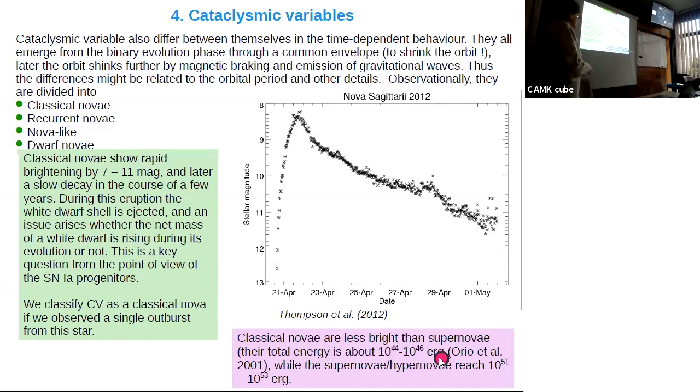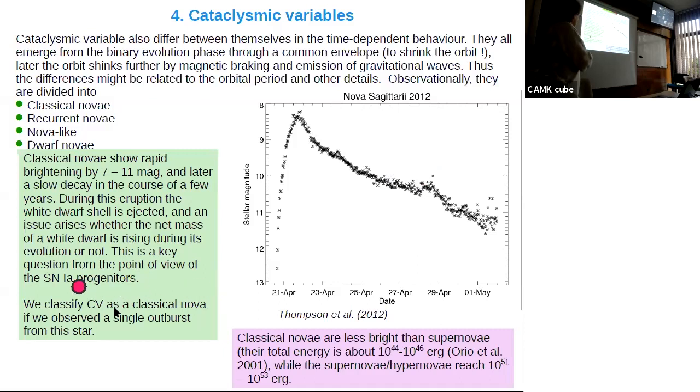are less bright than supernovae. The total energy budget is estimated to be 10^44 to 10^46 ergs integrated, while for supernovae and hypernovae we have 10^41 to 10^51 to 10^53. So several orders of magnitude higher. Kilonovae, which I mentioned during the previous lecture, are kind of in between because they are a factor of 1000 brighter than classical novae. So the time scale is relatively short. This is really quite short and well resolved, but then this tail continues for a couple of years.